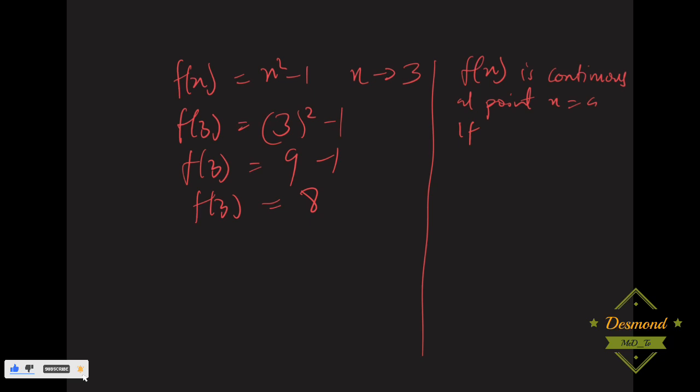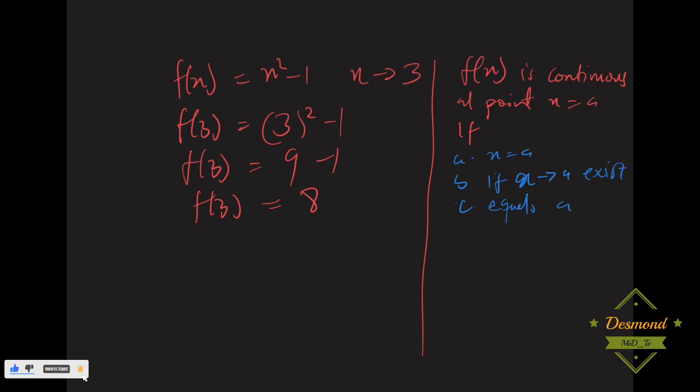If, first, the function is defined at x equal to a; second, if the limit as x approaches a exists; and thirdly, if the limit equals the function value at a. So let's take some practical examples.